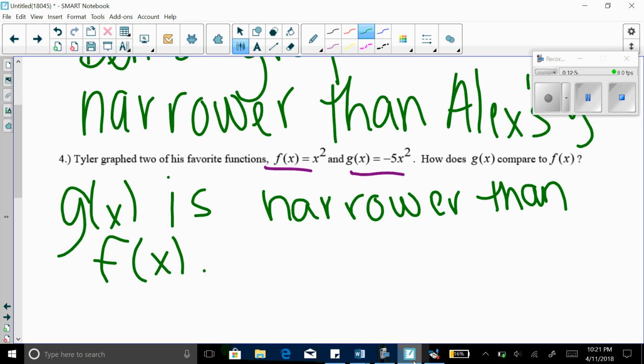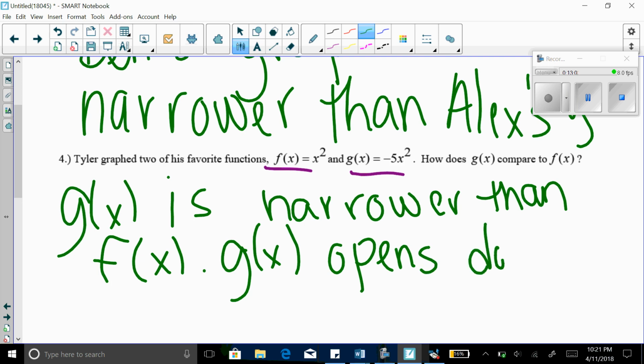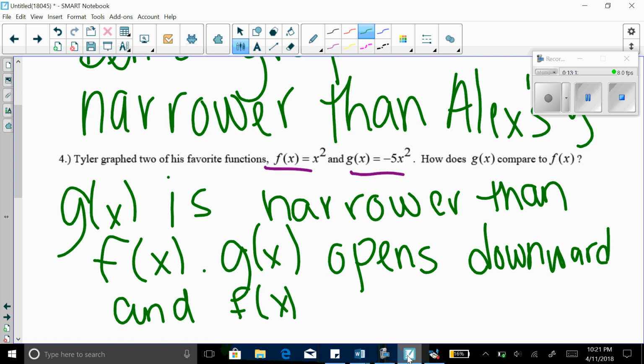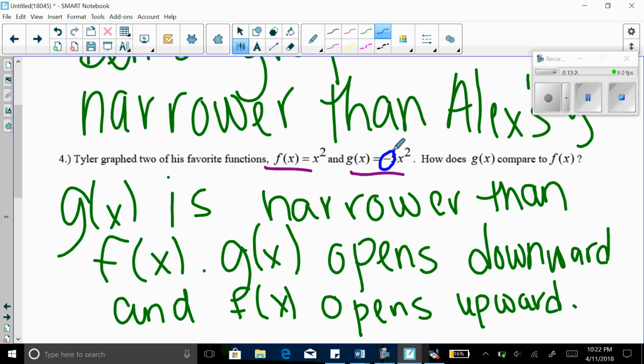So we want to say g of x opens downward, and f of x, which is the blue one, opens upward. Perfect. And the reason that happens is because there's a negative in front of the 5 there.